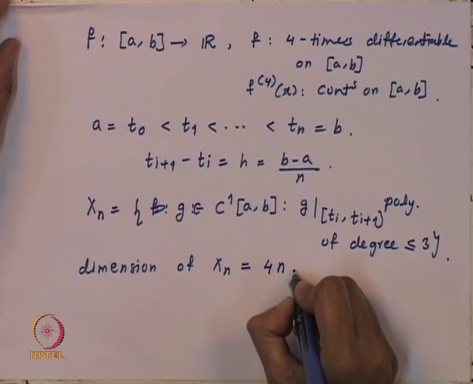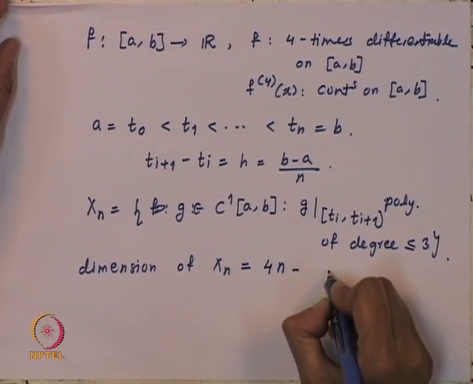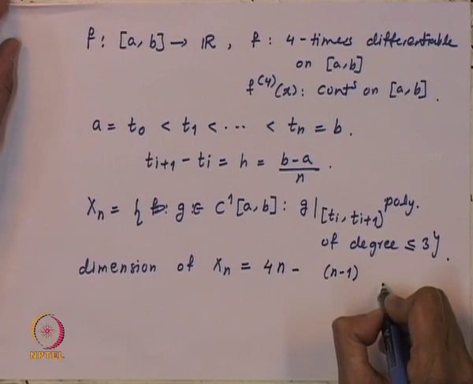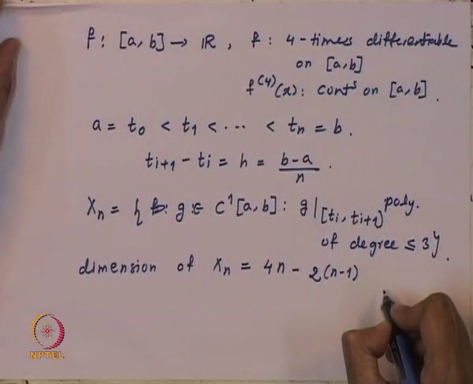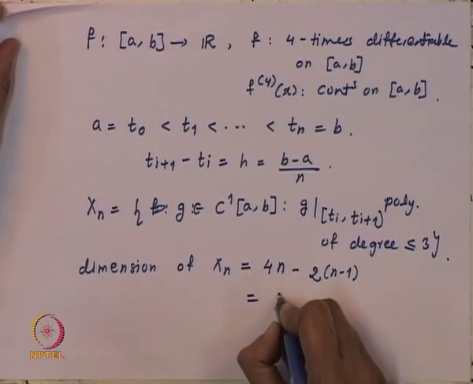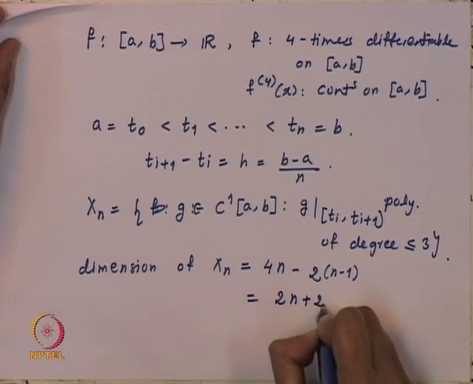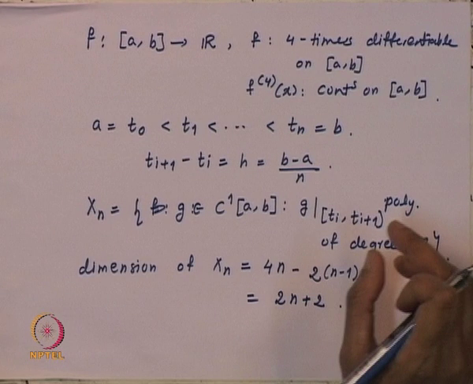So, it will be 4n minus, there are n - 1 interior nodes t_1, t_2, ..., t_{n-1}. We want the function to be continuously differentiable, which means at each of the interior nodes we are putting 2 constraints. Those 2 constraints decrease the dimension of our space. So, it will be 4n - 2(n - 1), which is equal to 2n + 2. So, we have the dimension of X_n to be equal to 2n + 2.